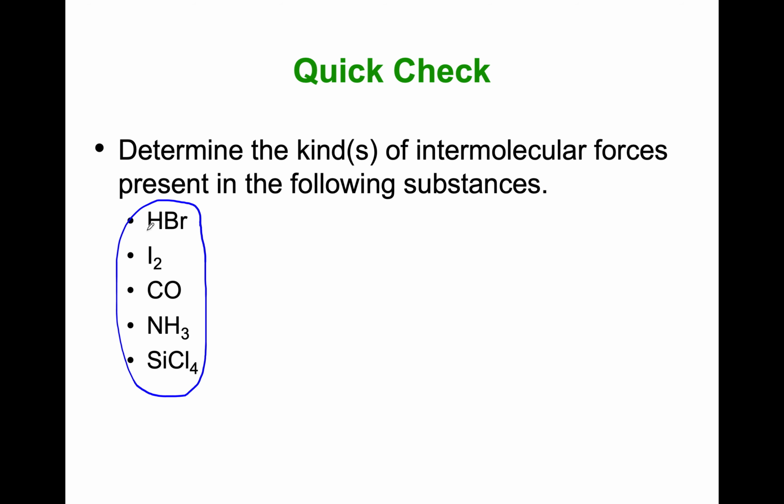What I want you to do here is to think about what compound this is, what kind of compound. This isn't an ionic compound. This is a polar compound, and if it's a polar compound, that has dipole-dipole interactions. If you look here at iodine, that is an element. It's a diatomic molecule, but it's an element, so it does not have a dipole. It's not a charge. It's not an ion. It doesn't have a hydrogen, so you're left with dispersion. Carbon monoxide is a polar molecule. There's no hydrogen, so there's no hydrogen bonding.